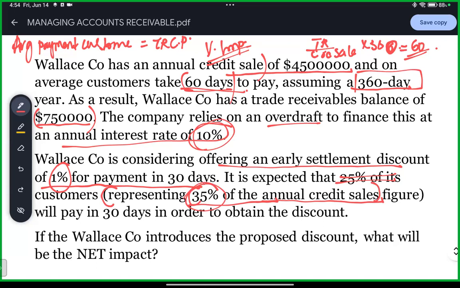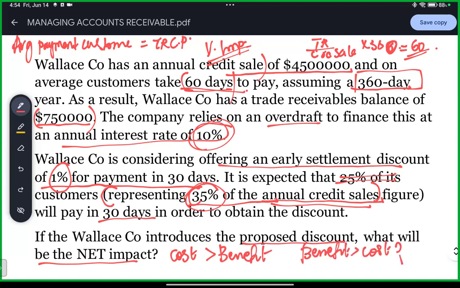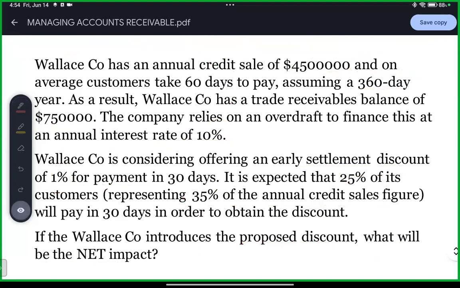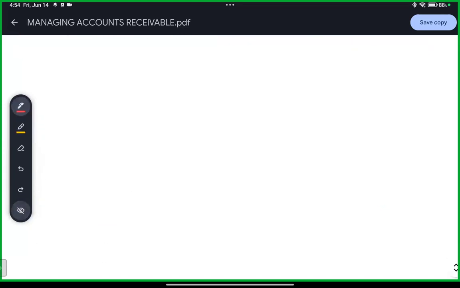So they are assuming that 35% of the credit sale, those many customers will pay within 30 days. So if they pay within 30 days, you have to give them a 1% discount. If Lalis company introduces the proposed discount policy, what will be the net impact? So we need to check whether the cost exceeds the benefit or whether the benefit exceeds the cost. This is what we're going to check. So net impact we are going to check and we are going to give them a suggestion. So how to approach this question? I'll give you a format.